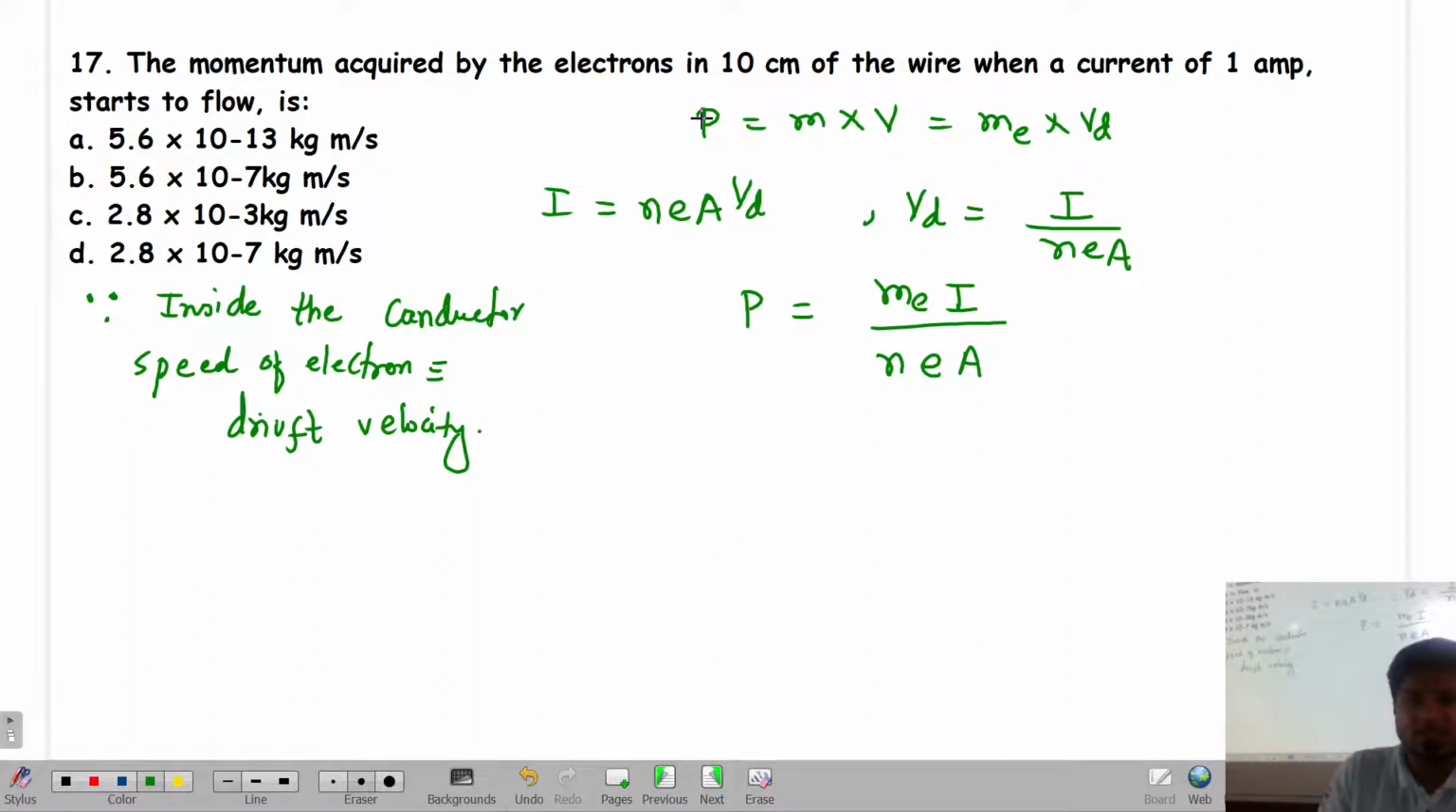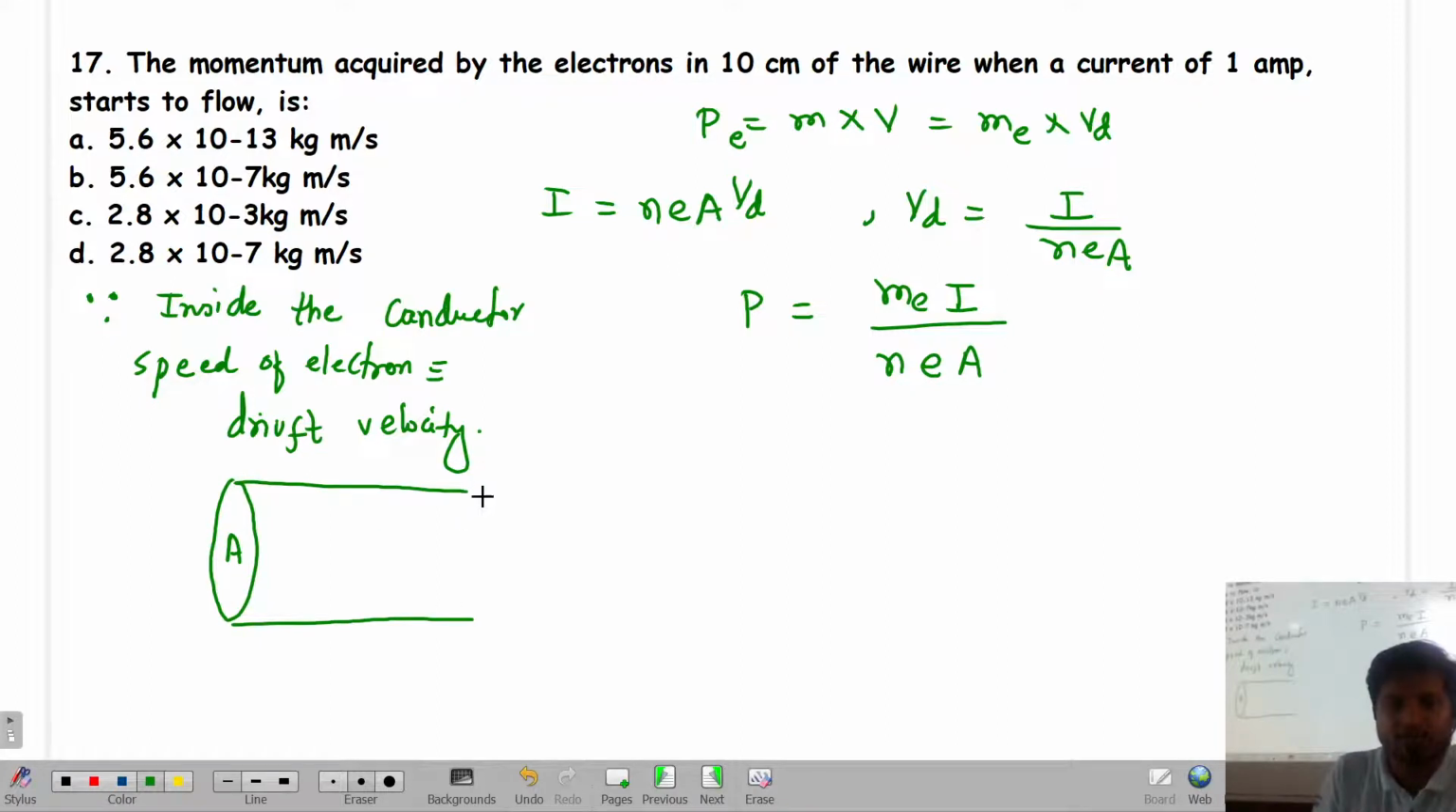Okay, so this is the momentum of one electron or not? Tell me yes or no. But try to understand, if I consider a wire of cross-sectional area A and length L, I will have many electrons or not? For all of those electrons, I will have a total sum of momentum or not? So here it is asking the total momentum. So for all those electrons, what will be the total momentum?